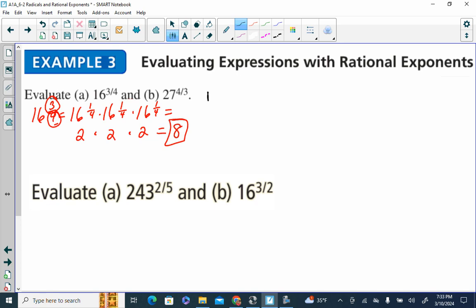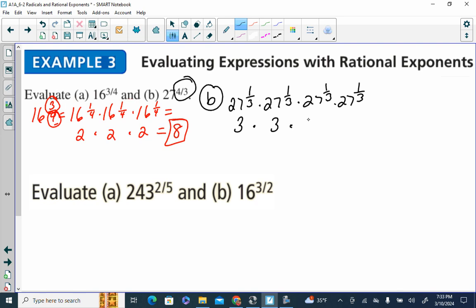Example B. We have 27 to the 4/3 power. That's the same as 27 to the 1/3 times 27 to the 1/3 times 27 to the 1/3 times 27 to the 1/3. Because when we're multiplying powers with the same base, we add the exponents. 1/3 plus 1/3 plus 1/3 plus 1/3 gives us the 4/3 power. So what is the cube root of 27? 3 times 3 is 9, times 3 is 27. That's the same as 3 times 3 times 3 times 3. 3 times 3 is 9, times 3 is 27, times 3 is 81.